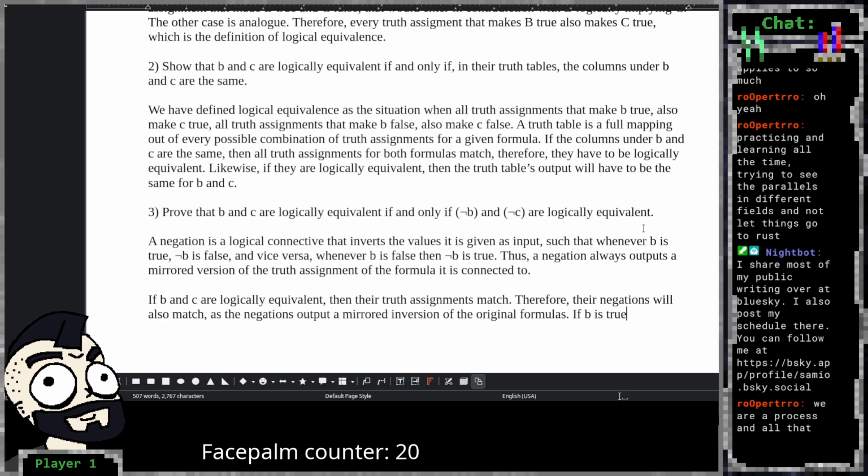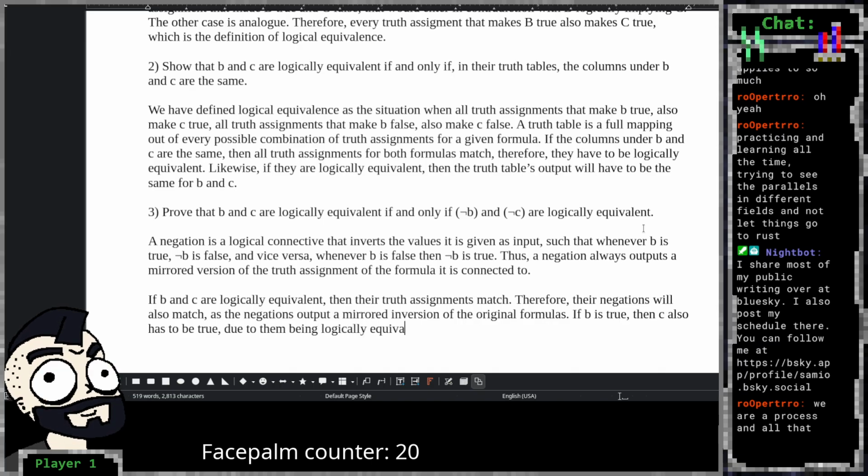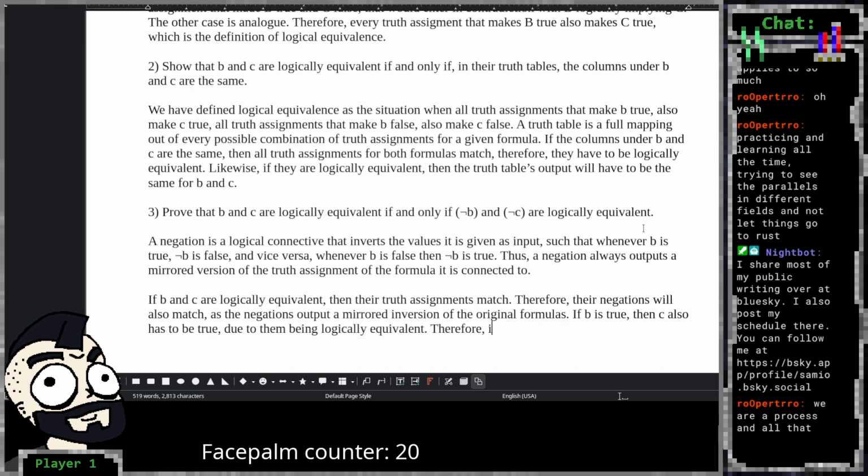If B is true, then C also has to be true, due to them being logically equivalent. Therefore, if B is true, not B is false, C has to be true, and not C has to be false.